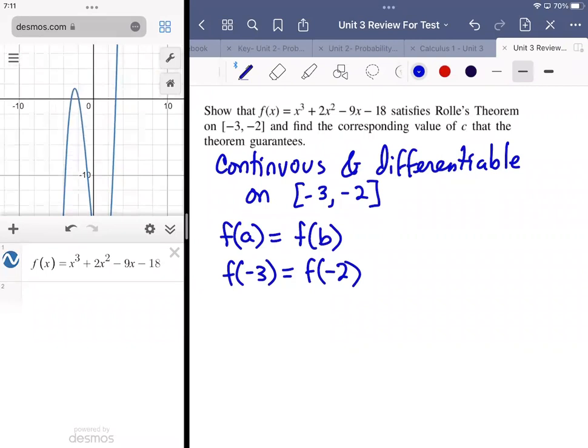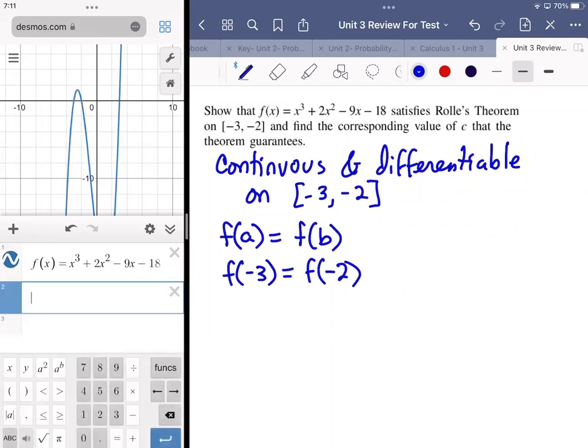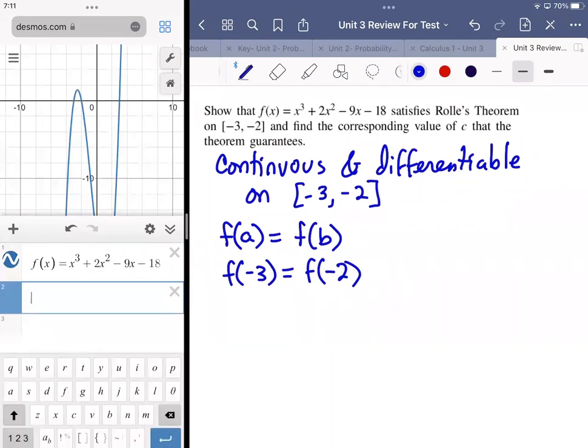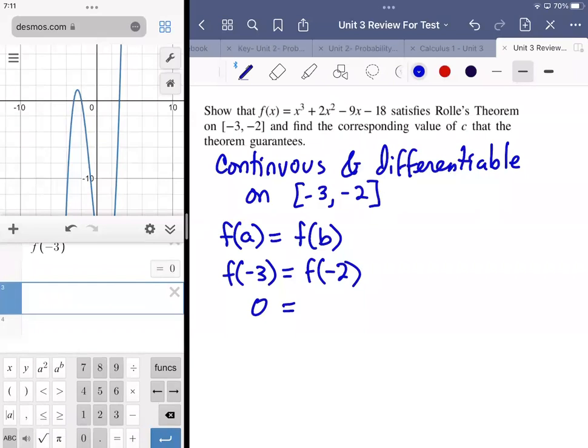So we've got this good looking function here. I only care about it over the interval of -3 to -2. I could truncate this if I want, but I don't really need to get too crazy with this. I just need to know what f(-3) is. f(-3) is 0. f(-2) is also 0. It satisfies both conditions. It's continuous and differentiable on the interval, and it's also the case where f(a) and f(b) are equal to one another.